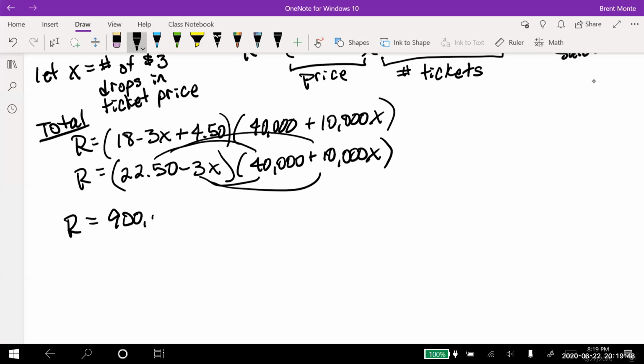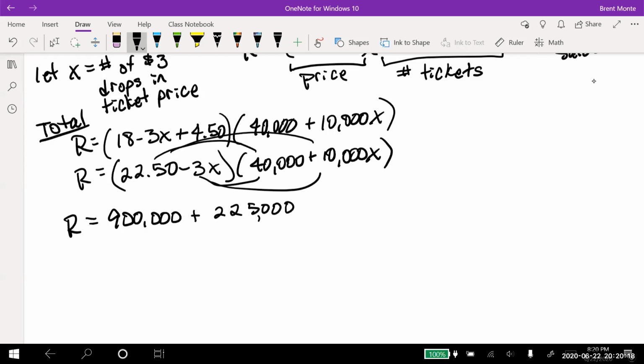Now, bear in mind this $900,000 is how much they're getting right now in total revenue. We're seeing if we can beat that. We want to get more than $900,000 per game. So then I distribute that through. I get the 22.50 times 10,000, which means I move the decimal 4 places, so add 2 more zeros. So it's plus 225,000. Is that right? 4 places? Yeah.